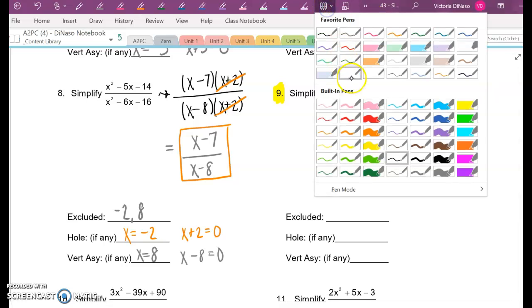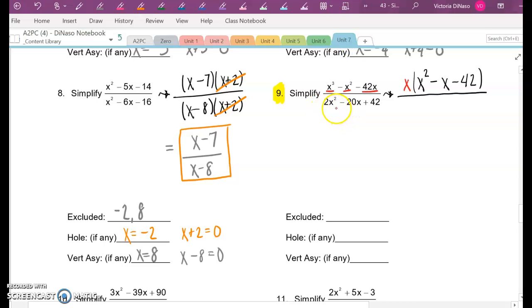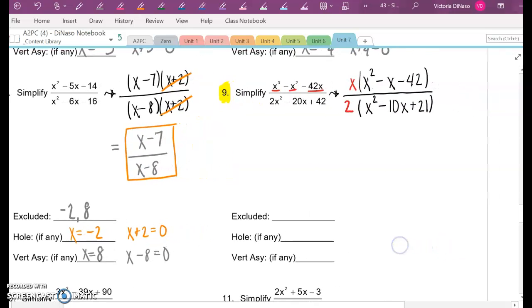In the denominator, x squared, x, and then no x, so no variables. However, they're all even. 2, 20, and 42 are all even numbers, so I'm going to GCF the 2. And when I do that, what's left over is x squared minus 10x plus 21.